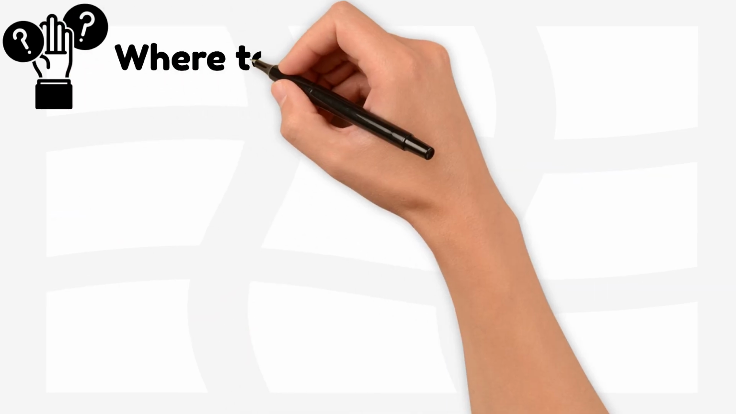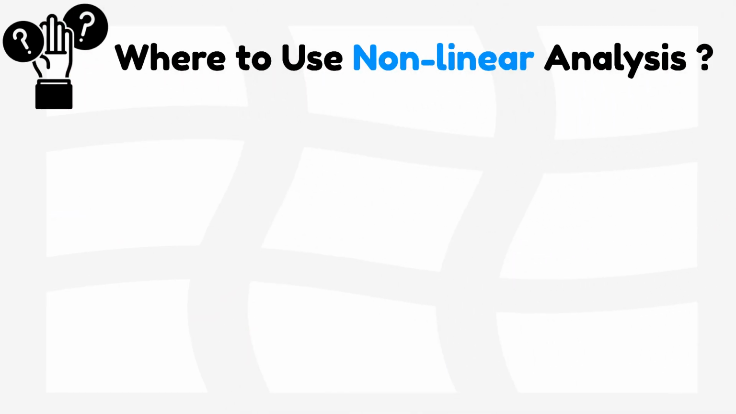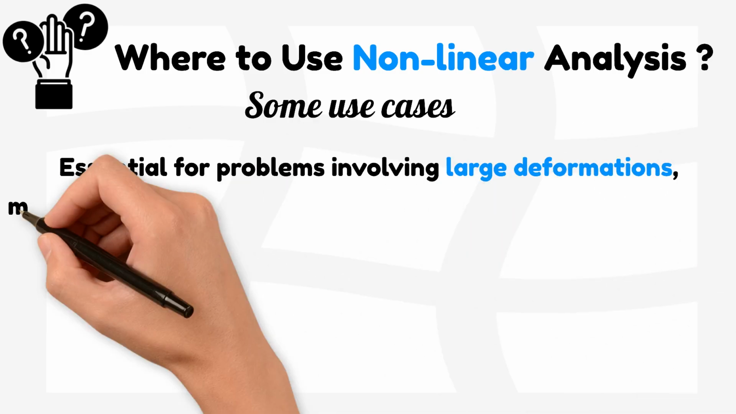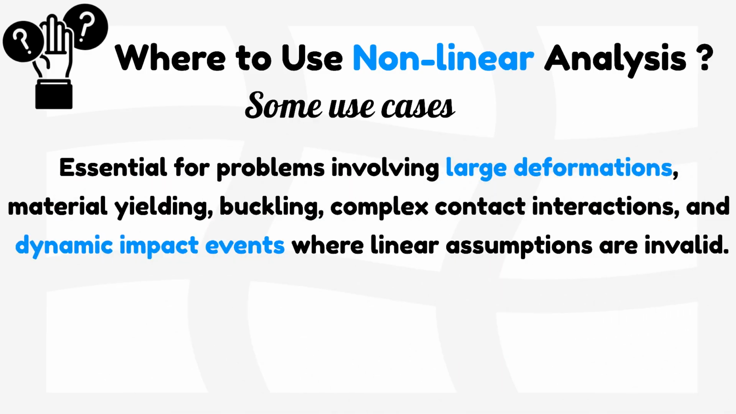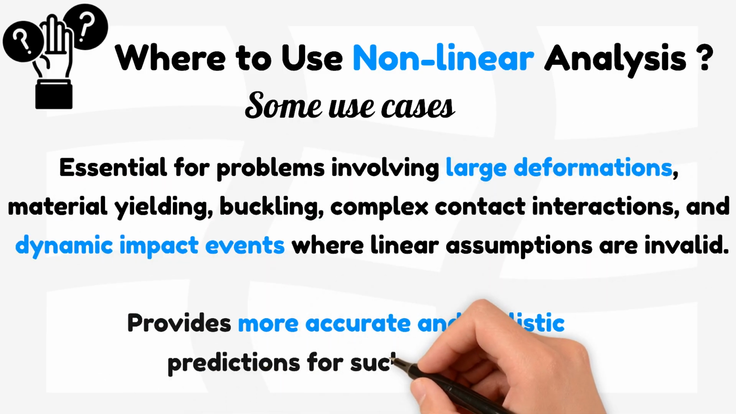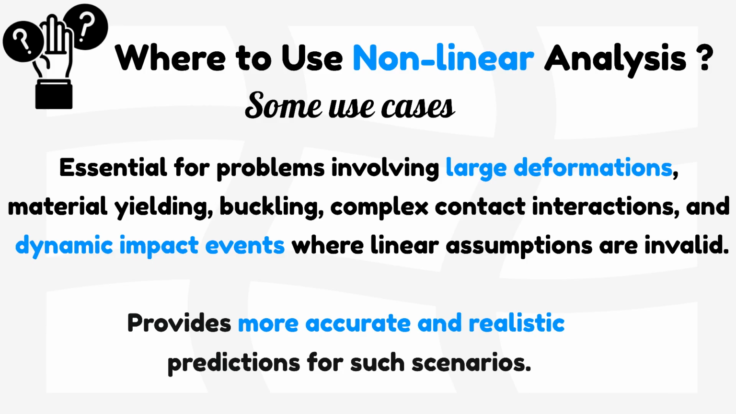On the other hand, nonlinear analysis is essential when reality refuses to stay simple. You'll need it for cases involving large deformations, material yielding, buckling, or complex contact interactions. It's also the go-to method for dynamic impact events where linear assumptions completely break down. In short, nonlinear analysis gives you more accurate and realistic predictions for these challenging scenarios.